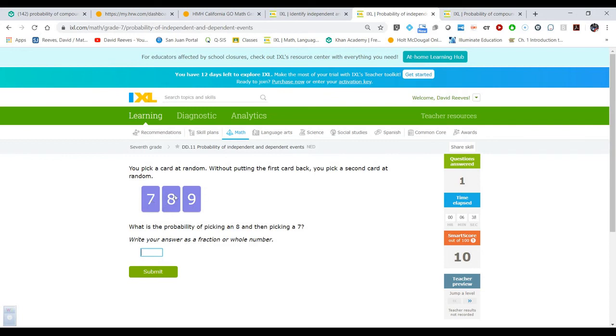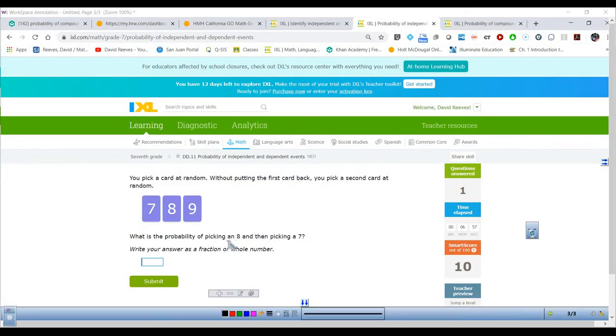If we had picked the 7, only 8 and 9 would remain. If we had picked the 9, only 7 and 8 would remain. And if we had picked the 8, then only the 7 and the 9 would remain. Is that what I said? Oh, well, you get the idea, right? 3 possibilities the first time, 2 possibilities the second time. All right, so here we go. So it says, what is the probability of picking an 8 and then picking a 7?